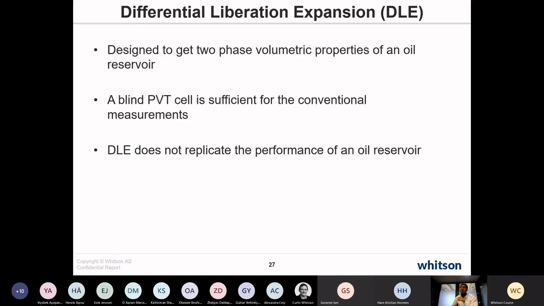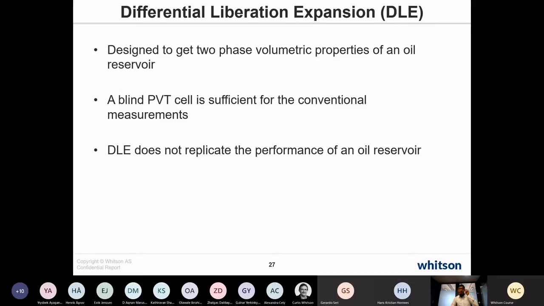But still, we do the DLE experiments. The main reason we started doing the DLE experiment, we just have to go back into the history. In the early times, when there was not a lot of use of equation of state models, they generally wanted to use the lab-measured data directly as black oil tables.